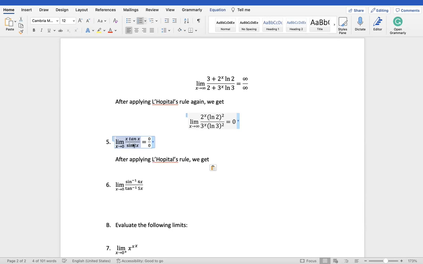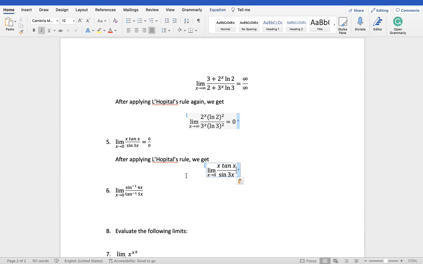Now you can start to quickly find what's the derivative of x tan x and what's the derivative of sine 3x. So just attempt that and tell me what's the derivative of x times tan of x. Again, here you can clearly see that you have two functions, x and tan of x. So you should use what rule? We've used it before. What rule should you use here? Product rule. So try that and then tell me what you get.